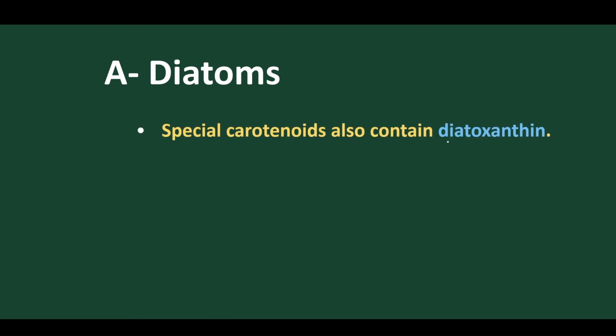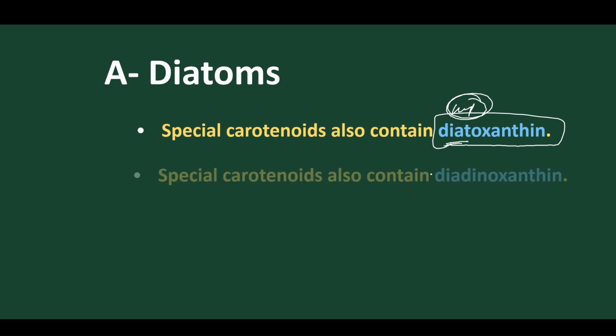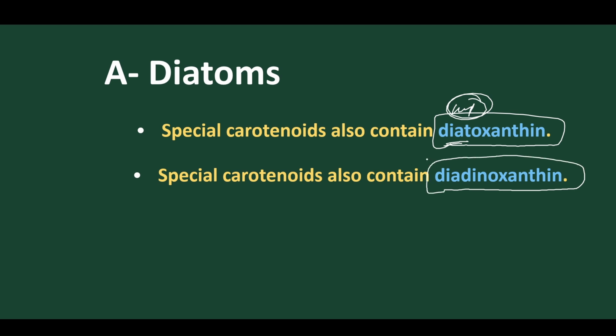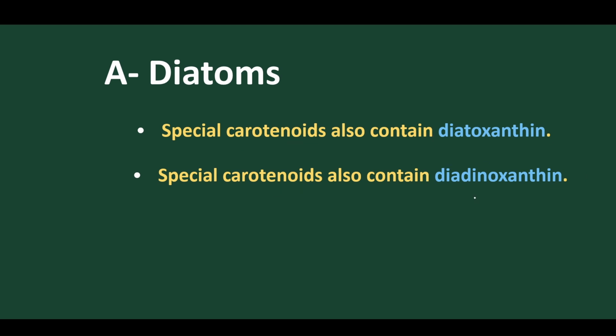Now, they contain special pigments. Very important. They contain two special pigments. One is called diatoxanthin. Another one is called diadinoxanthin. These are the two special carotenoid pigments, which are derivatives of fucoxanthin. Got it? So these are the special pigments found in diatoms.